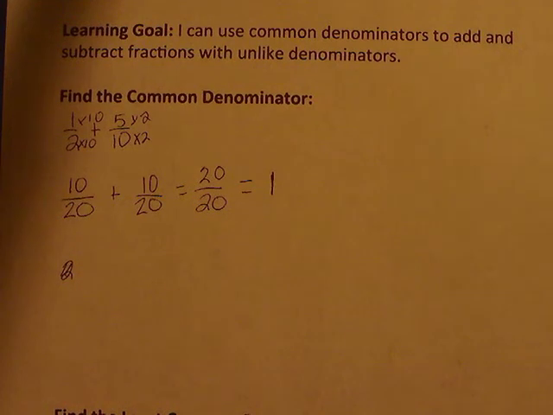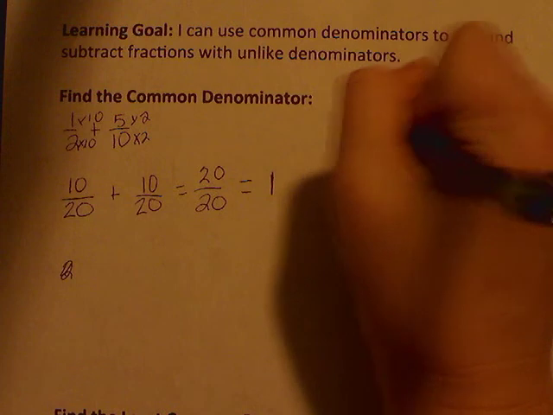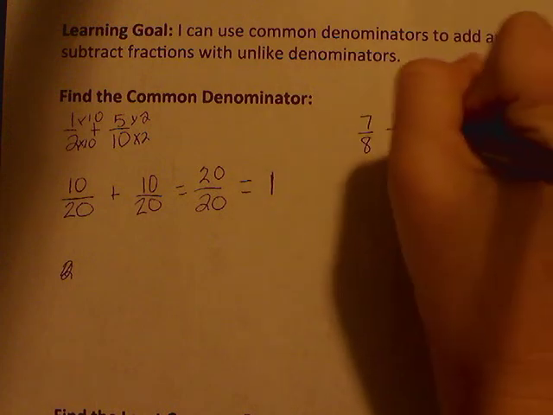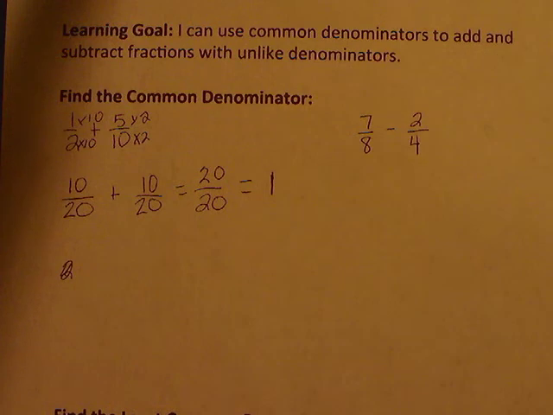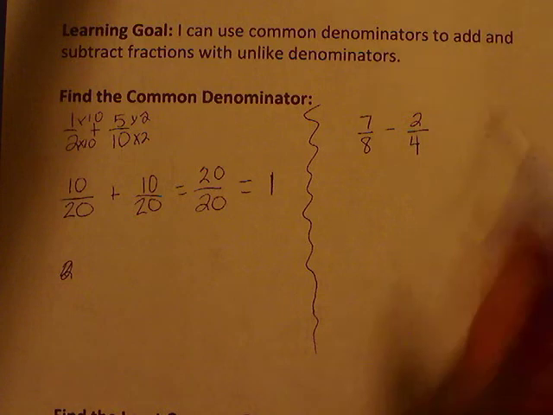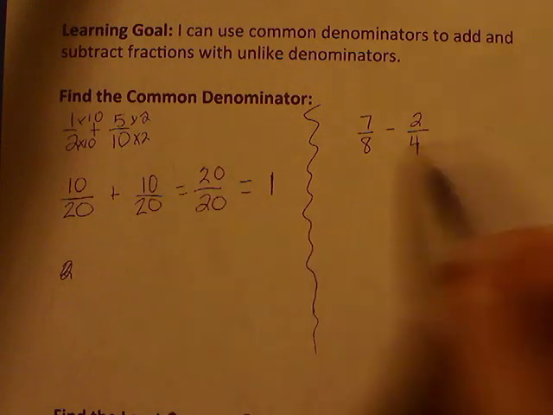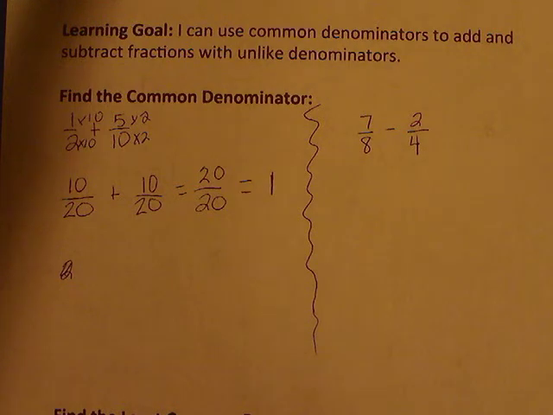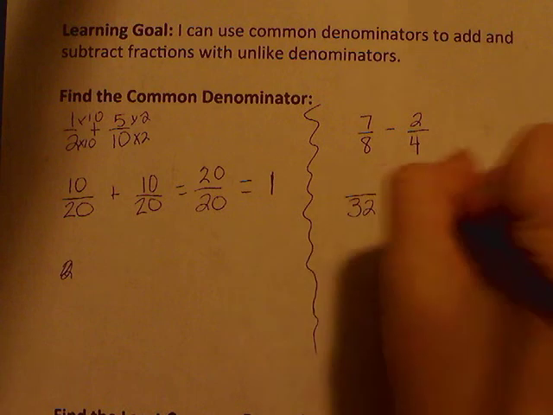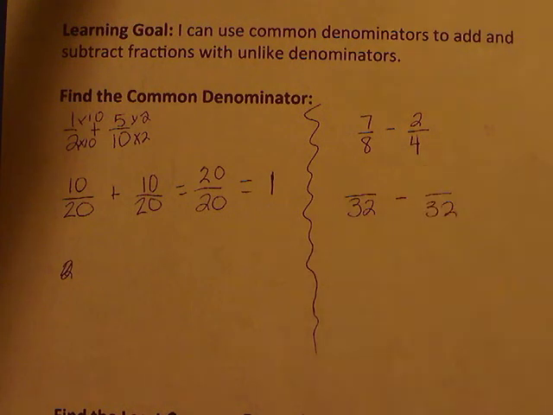I'm going to show you how you would do that using a subtraction problem. So if I have 7/8 and I need to subtract 2/4, they don't have the same denominator. So that means I need to find the same denominator. So what I'm going to do is use the method of multiplying my two bottom numbers together. So 8 times 4, so that I can figure out what my common denominator is going to be. And I know that 8 times 4 equals 32. So 32 is going to be my new denominator.